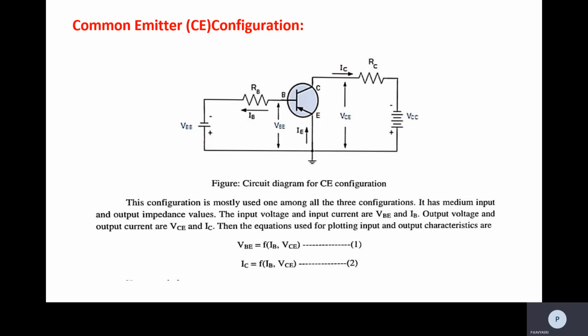And equation number 2 is: output current is a function of input current and output voltage. So what is the output current here? IC is the output current. And what is the input current here? IB is the input current and the output voltage is VCE. So these are the two equations. Depending upon these two equations, we can draw the input characteristics and output characteristics of a common emitter configuration.